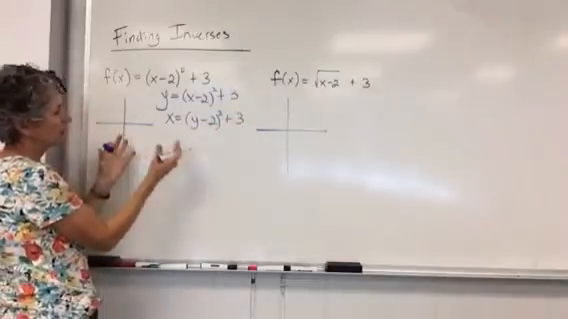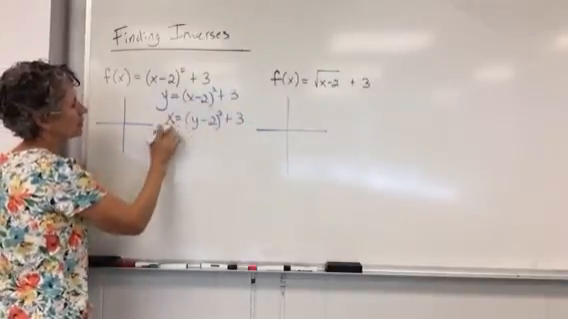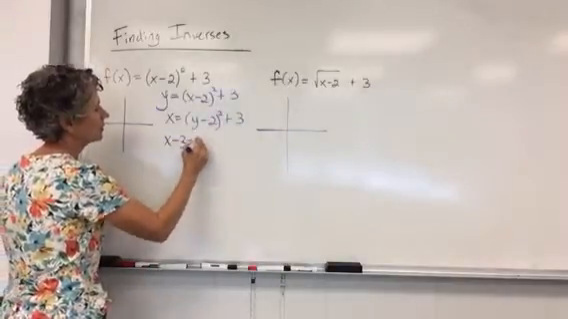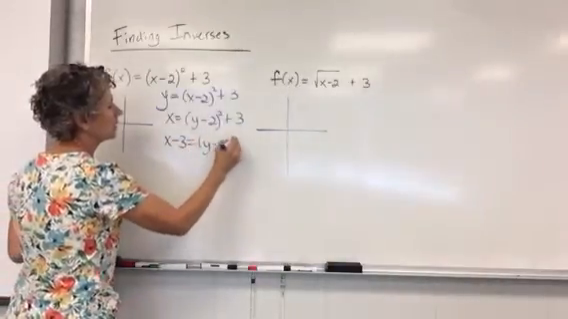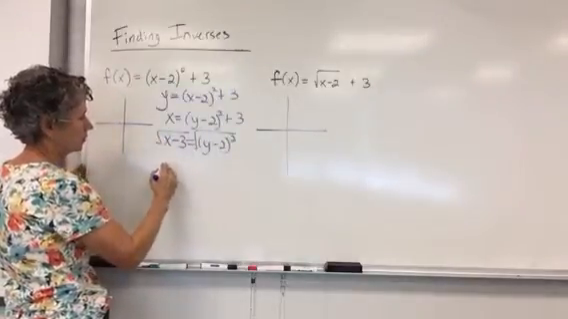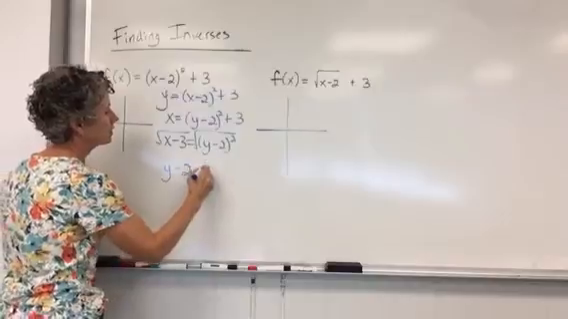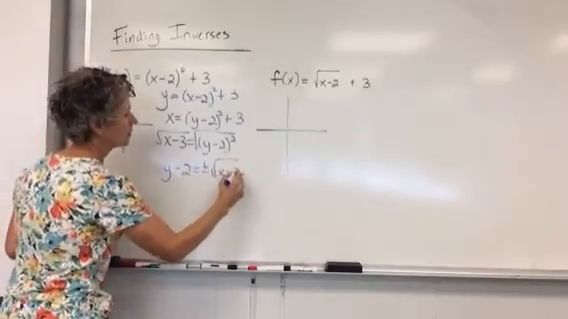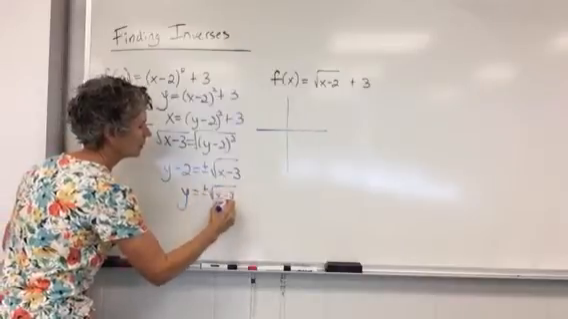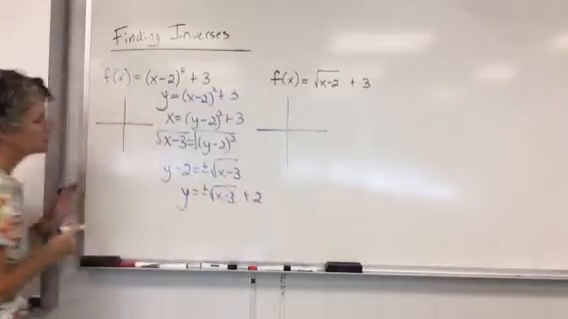And then you want to solve for y. So interchange your x and y, and then solve for y. First thing we do is subtract the 3, and then we take the square root. So y minus 2 is the plus or minus square root of x minus 3. So y is the plus or minus square root of x minus 3 plus 2.